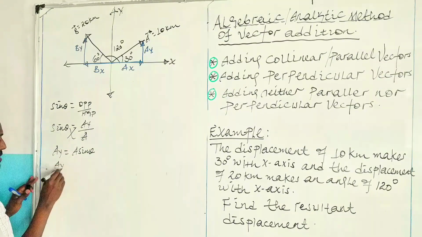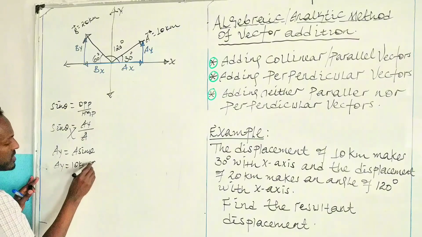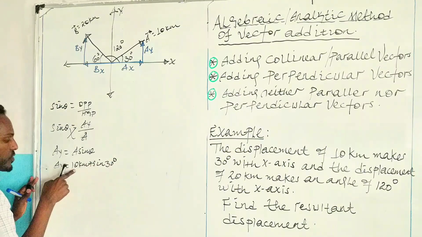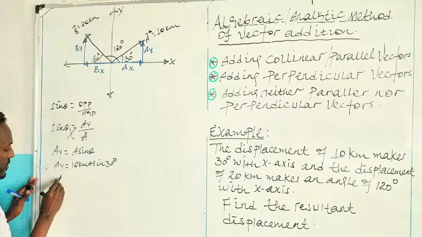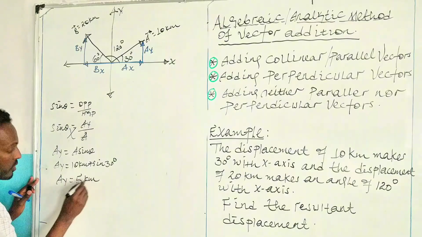Then AY is equal to A, which is how much? 10 kilometer times sin 30 degree. Sin 30 is 0.5, multiplied by 10 is how much? 5 kilometer. So AY is 5 kilometer, which is positive.